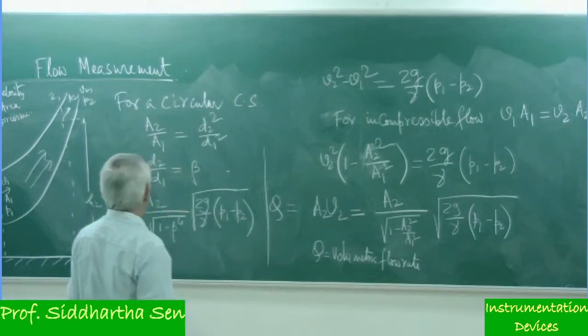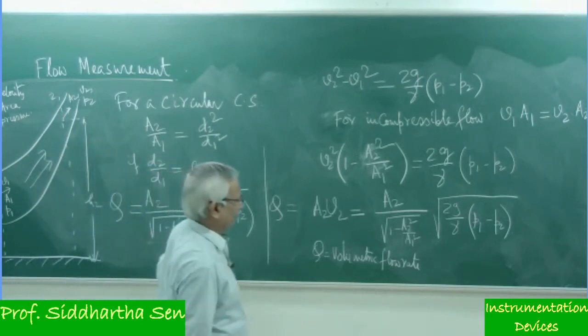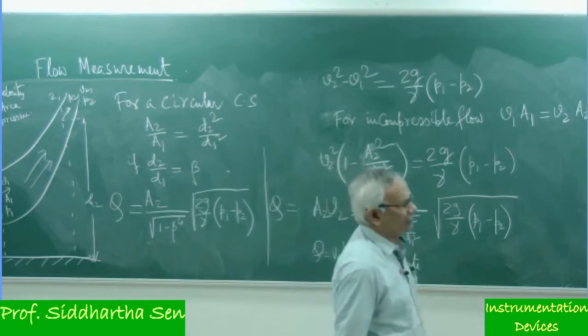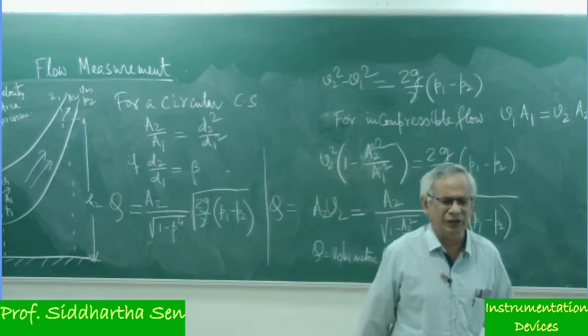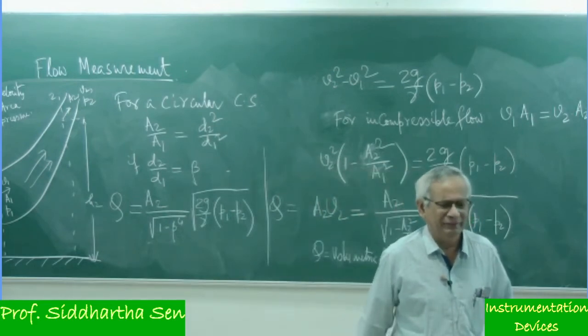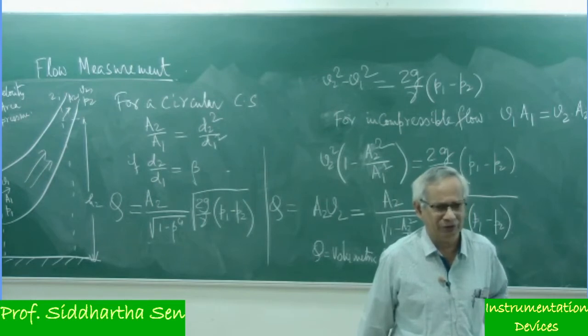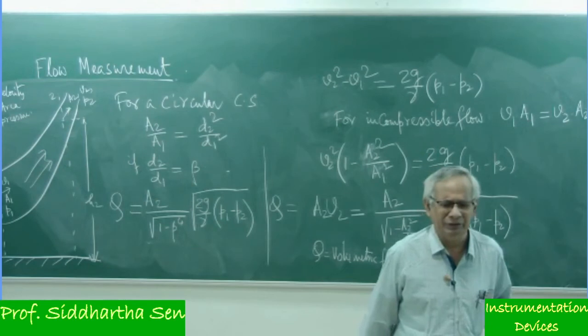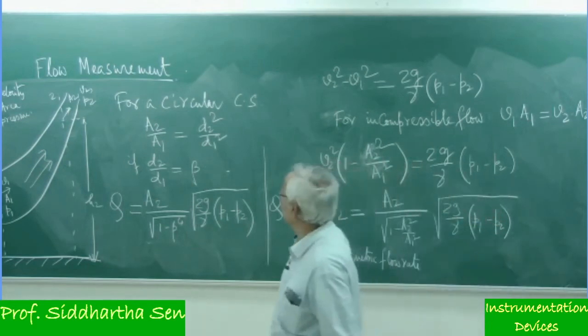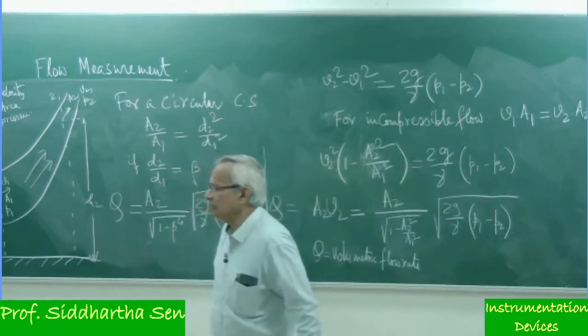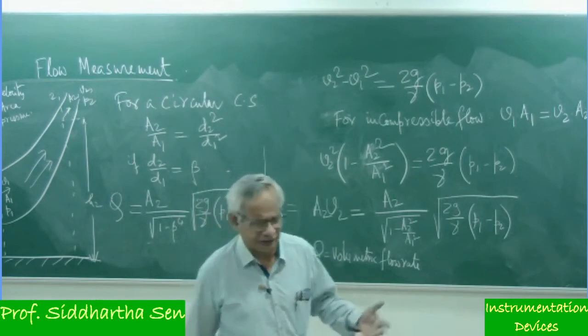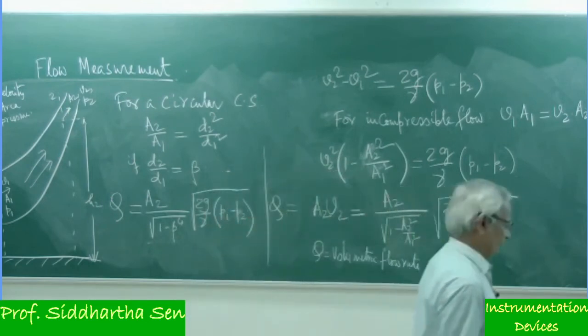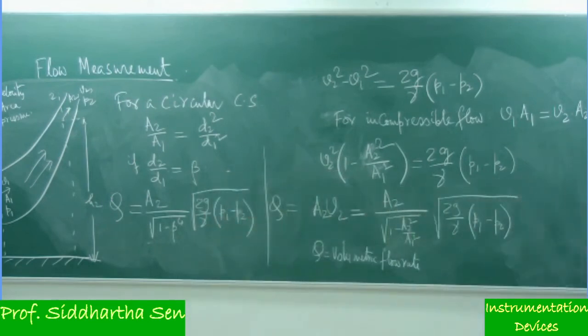And sometimes it is expressed in terms of meter cube per second, but sometimes it is also expressed in mass flow rate. Then you multiply it with the density, you will get it in kg per second. But there is a small correction.